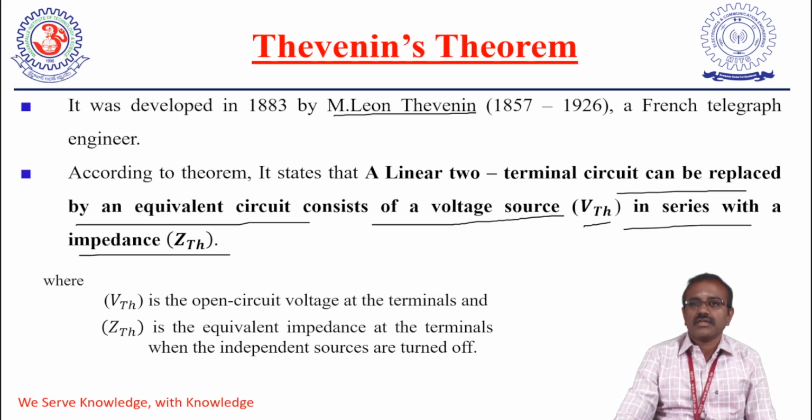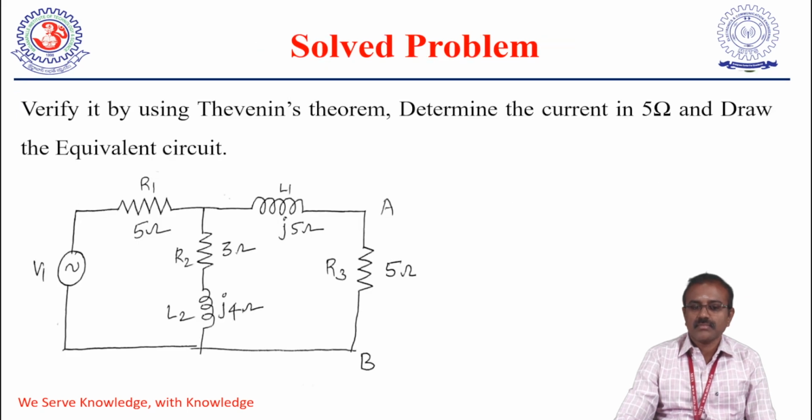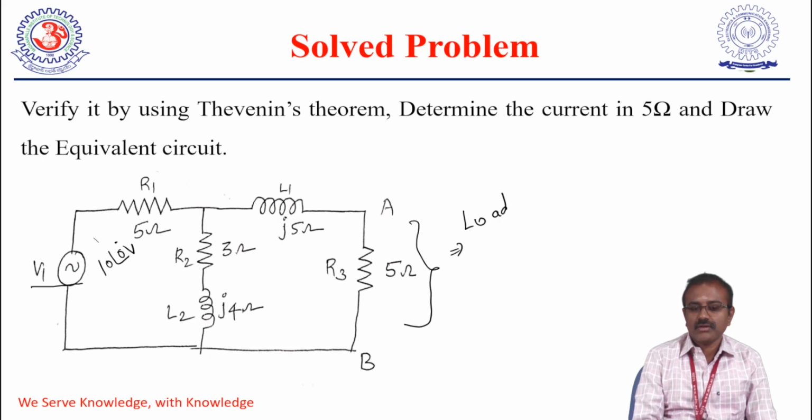Now let us look at an example for Thevenin's theorem. Verify it by using Thevenin's theorem. Determine the current in the 5 ohm resistor and draw the equivalent circuit diagram. Here I am giving the V1 voltage source as 10 angle 0 volt. I didn't mention it, but V1 is equal to 10 angle 0. This is our R1, 5 ohm, and the same thing 3 ohm, 4J ohms, J5 and 5. This is our load terminal. Our objective is to find the current through the load terminal, that is the 5 ohm resistor.